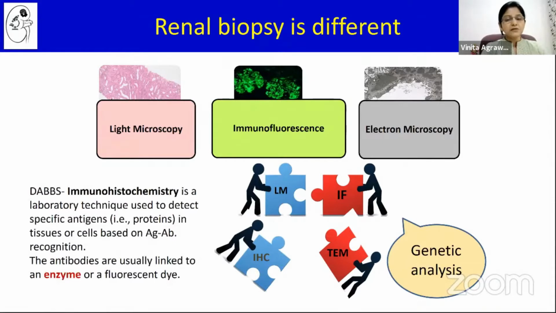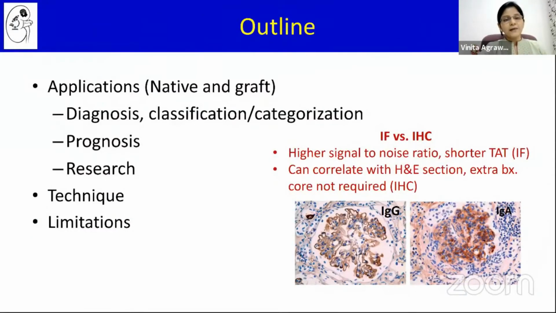However, at times immunohistochemistry plays a very important part in renal biopsy evaluation. I'll be basically talking about immunohistochemistry, as applied to formalin fixed paraffin embedded tissue, where an enzyme is used and a chromogen substrate is used. So my outline of the talk will be basically about applications, the technique, and the limitations.